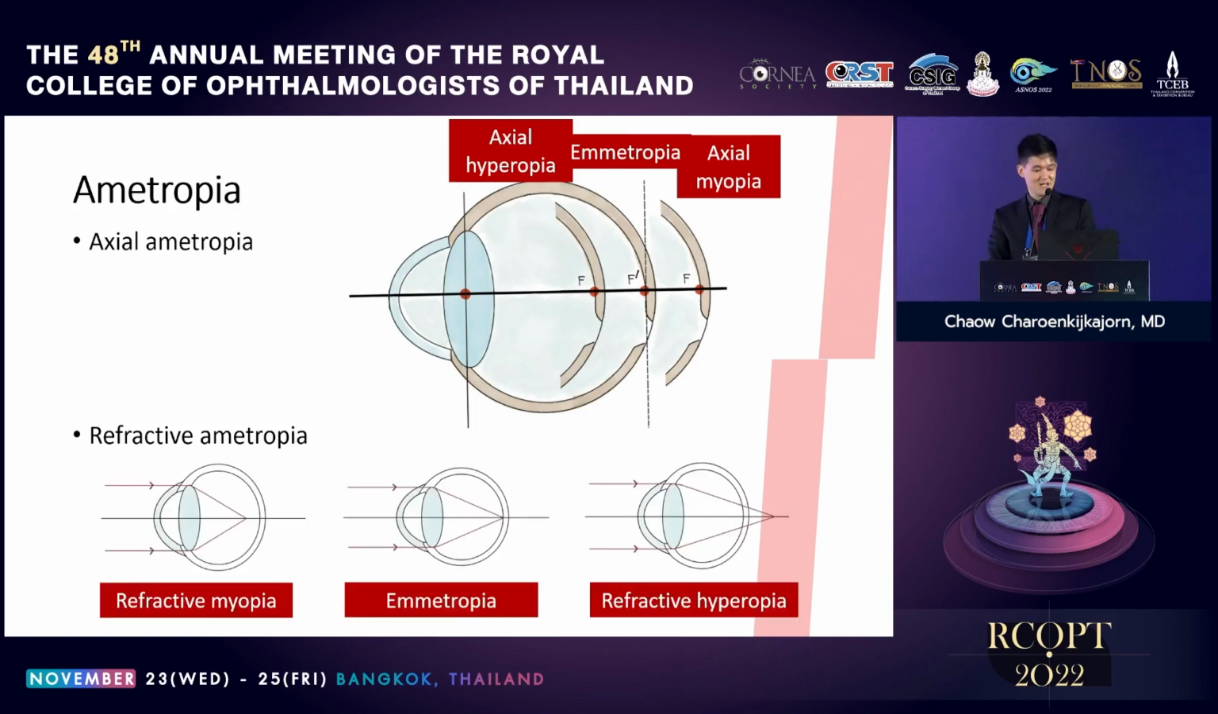For example, in refractive myopia, the eye power is too strong, so the light focuses in front of the retina, and in refractive hyperopia, the eye power is too weak, so the light focuses behind the retina. The reason I have to mention this is that axial ametropia and refractive ametropia react differently to optical devices.